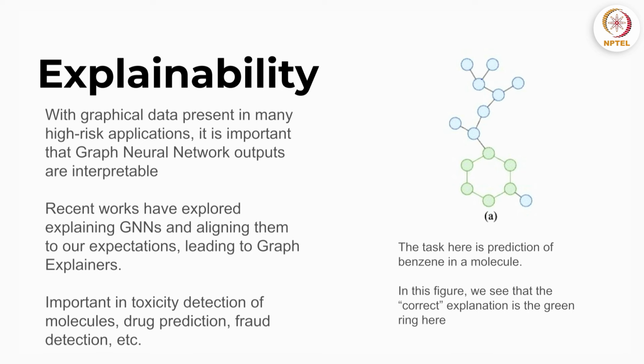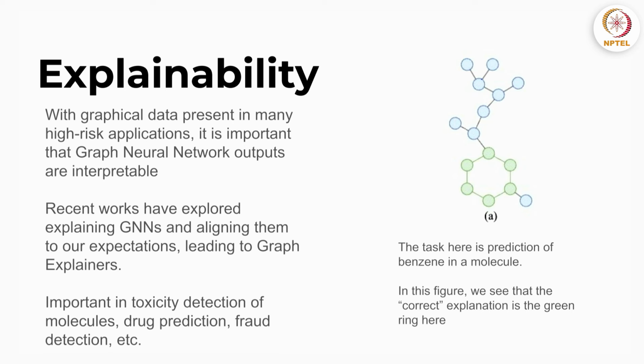We now talk about explainability. Because graphs are being used in very high risk applications such as drug discovery and fraud detection, it is important that our graph neural networks do not learn spurious correlations. And the only way to know whether graph neural networks are learning spurious correlations or not is for them to be interpretable and for their predictions to be explainable, so that we know exactly why a prediction is being made.